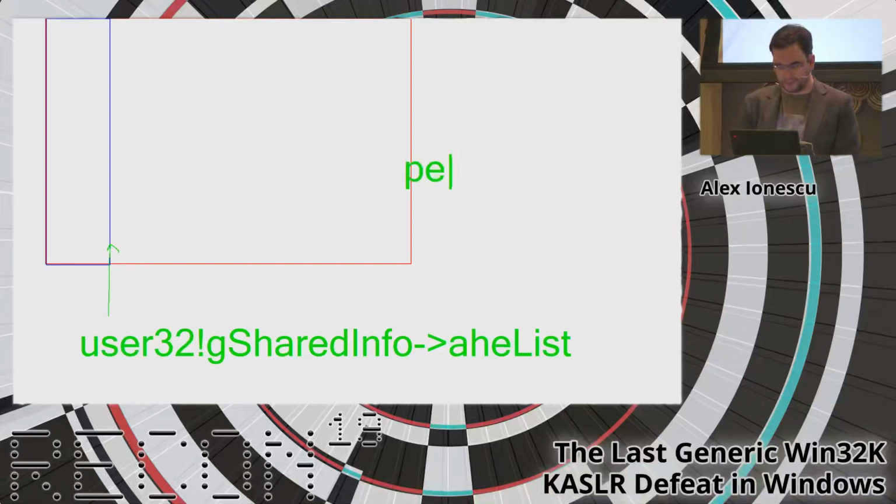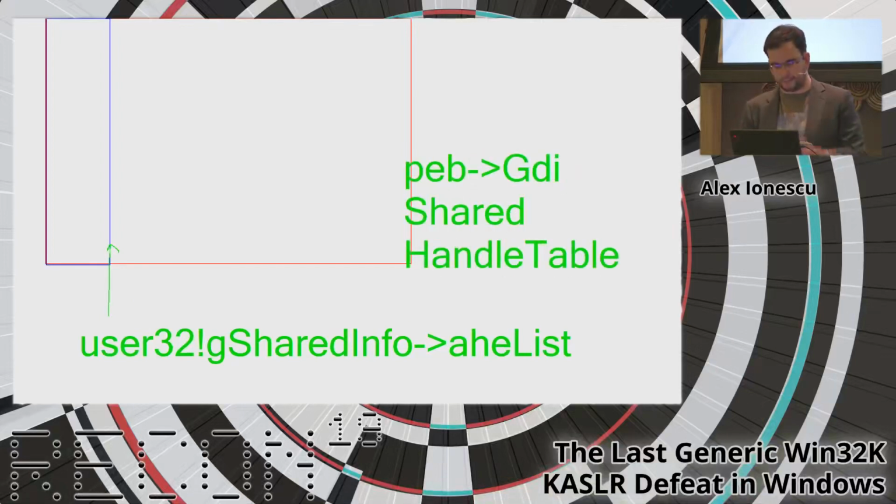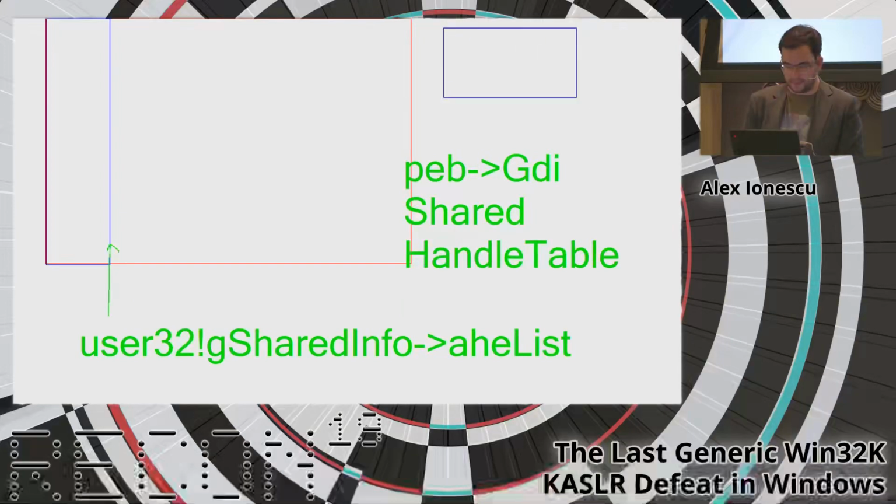If you look at the PEB, GDI shared handle table, same thing. You get a pointer to a different heap, and this heap has the heap header, and then you get a pointer at offset 1000 in there. So if you just scan from GDI shared handle table to the end, all you'll see is offsets.